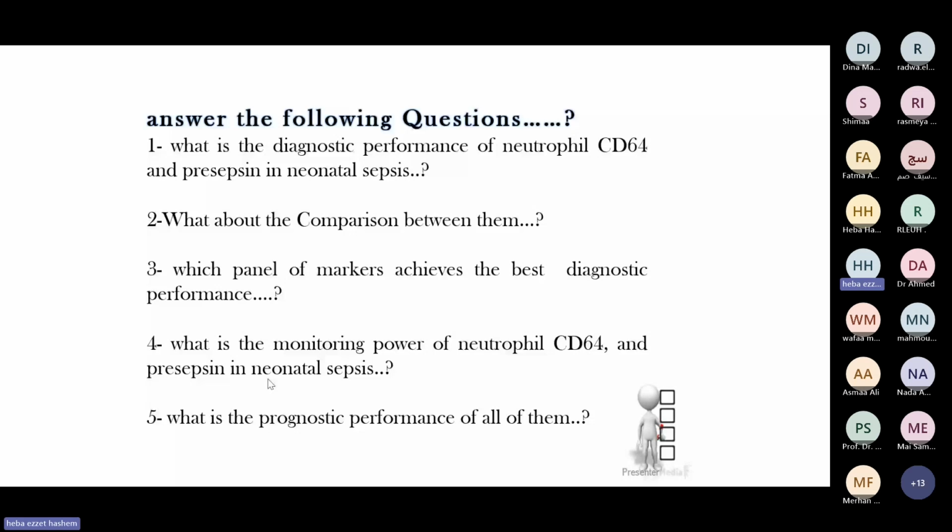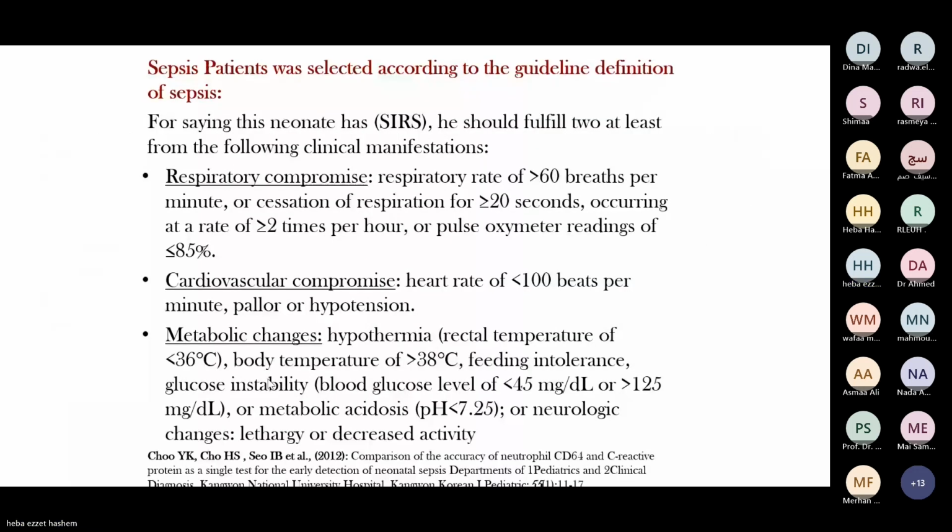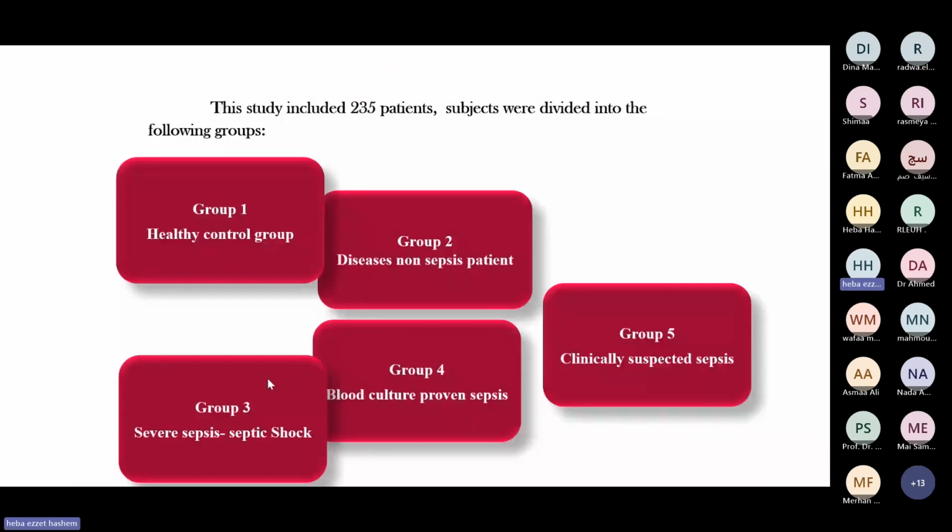235 neonates were enrolled from the 3 neonatal ICUs, from the obstetric and gynecological department, and from the pediatric department. The patients were classified into a control group and a sepsis group. Sepsis patients were selected according to the internationally published guideline definition of sepsis. Patients were classified into 5 main groups, including healthy controls, and pathological control, group 2.